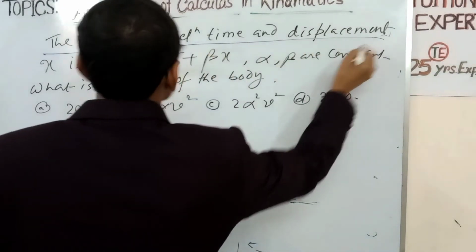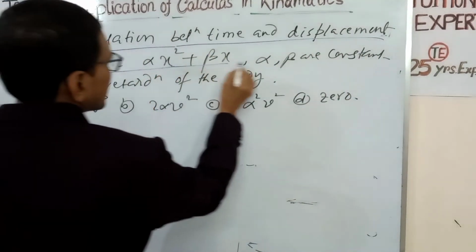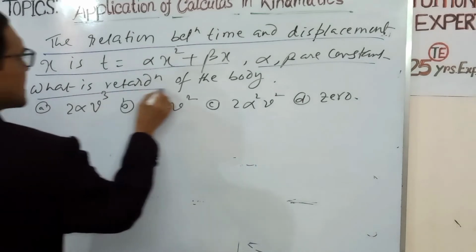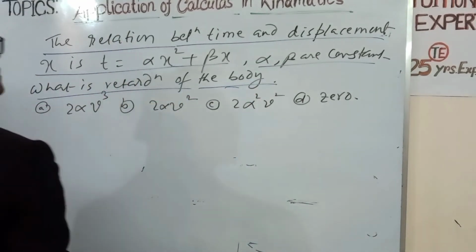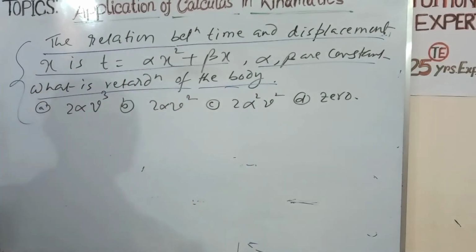The relation between time and displacement x is this. Alpha and beta are constant. What is the retardation of the body? So this is the question. Here t is given in this form, so we have to find dv by dt, the retardation.